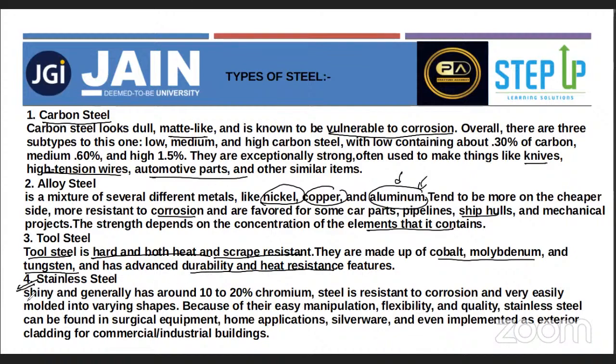Next, stainless steel: shiny, and generally has around 10 to 20% of chromium. From chromium you can get very sharp edges. Stainless steel is resistant to corrosion and very easily molded into various shapes. Because of its easy manipulation, flexibility, and quality, stainless steel can be found in surgical equipment, home appliances, silverware, and even as exterior cladding for commercial industries and buildings. For bigger buildings, they make claddings like this, or when they do plastering work. That is known as cladding, which is also done with stainless steel.